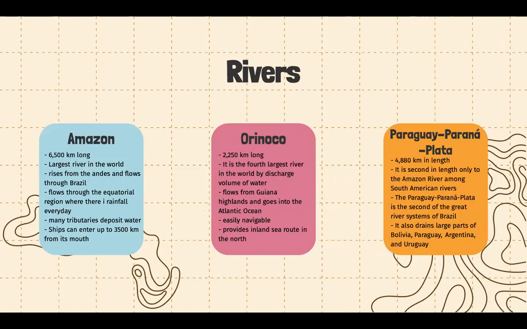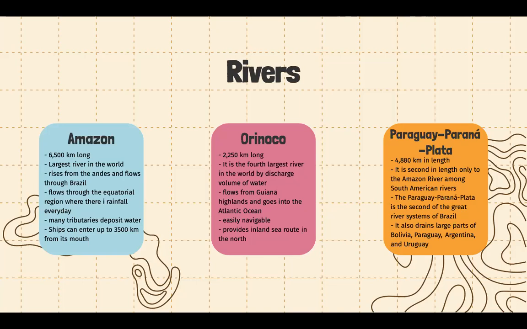So there are rivers in South America, the Amazon, which is 6,500 kilometers long. It's the largest river in the world, and it rises from the Andes and flows through Brazil. It flows through the equatorial region where there is rainfall every day, and a lot of rivers also deposit their water there. And the ships can enter about halfway through its mouth. So if you enter, you can only go up to 3,500 kilometers.